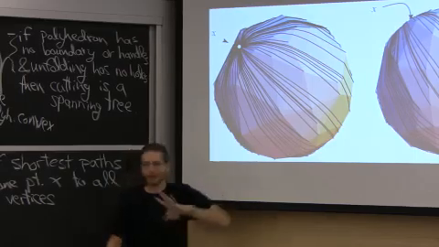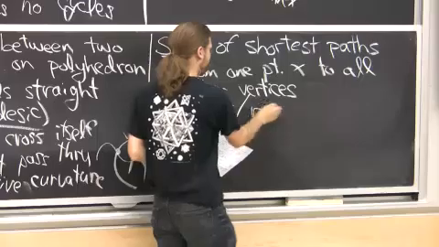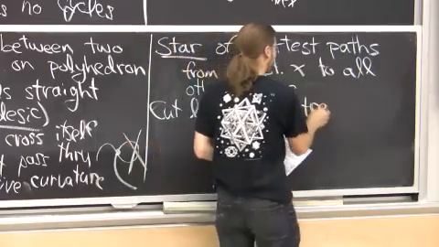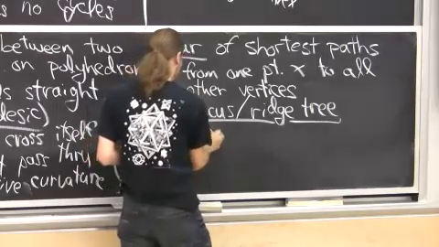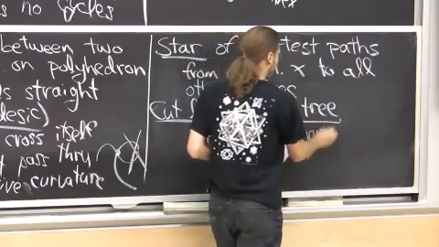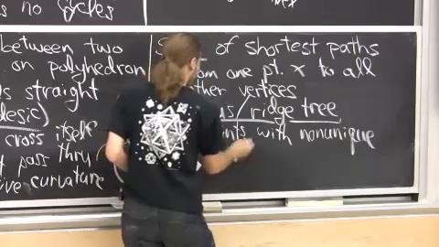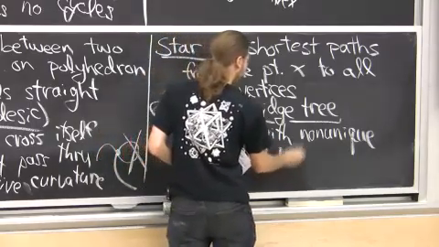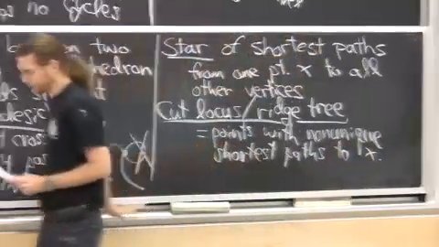Except at something called the cut locus, also called the ridge tree. And these are points with non-unique shortest paths to x. So we're fixing some point x.